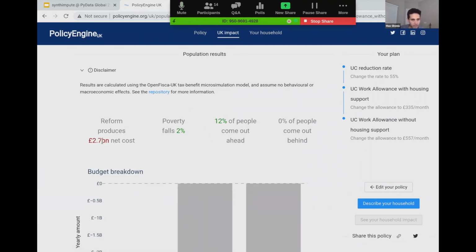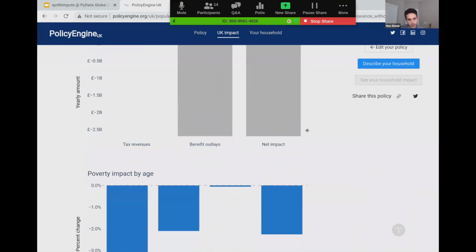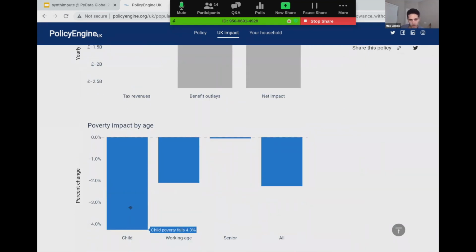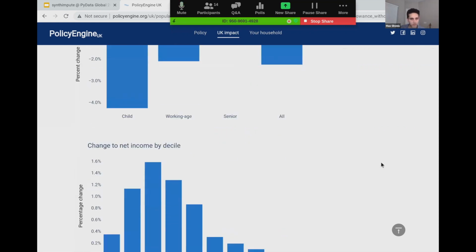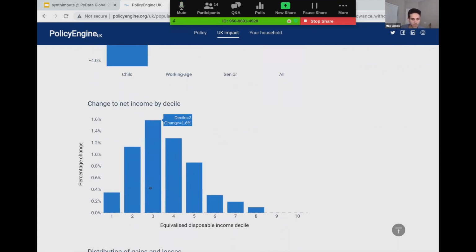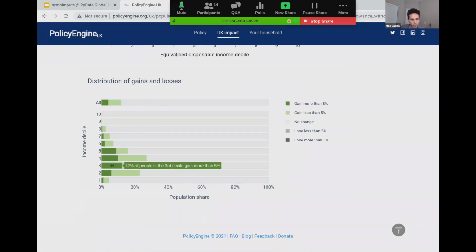All right, so we see that this reform would cost 2.7 billion. It would reduce poverty by 2%, and 12% of people would benefit. This is a pure additional spending program, so nobody comes out behind. And we can also see the poverty impact by age. So child poverty falls 4.3%. You can see that actually the third decile benefits the most on a relative basis, and also in terms of the share of people who come out ahead. So those in the third decile, about 1 in 4 come out ahead, compared to just 1 in 20 in the bottom decile.